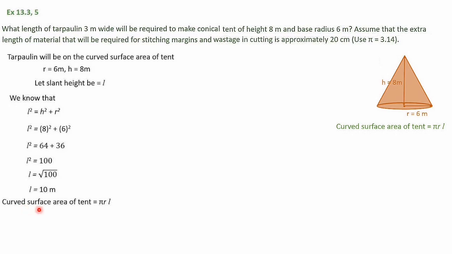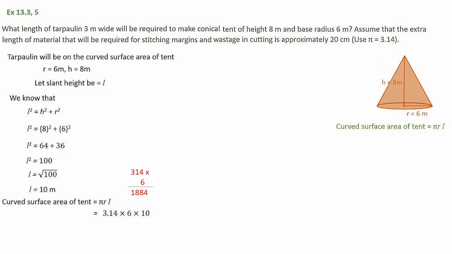Now we can go for finding the curved surface area, pi r l. Pi value is 3.14, it is given to us. So whatever value is given to us for pi, that value only you should use. So 3.14 into r, radius. Radius is 6. And length, that is slant height, 10 meter is substituted.